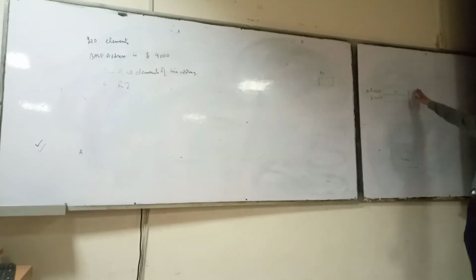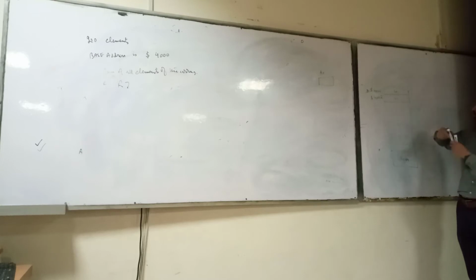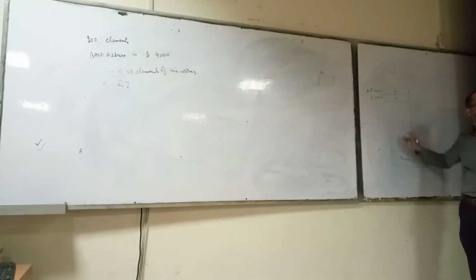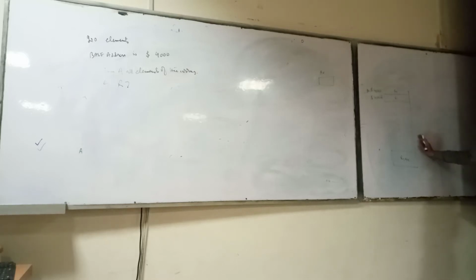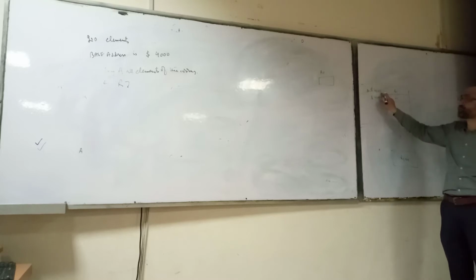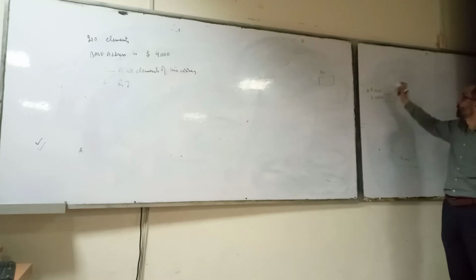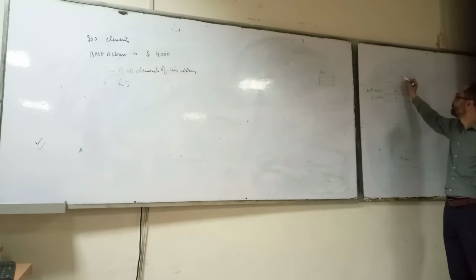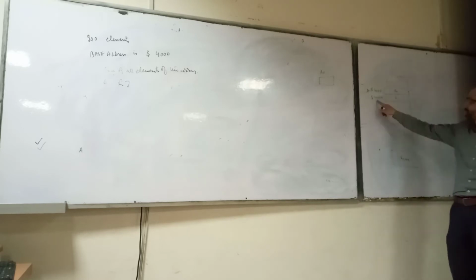So this is the memory location. This is element 0, element 1, and so on up to element 199. So 200 elements are stored in it. The base address, the starting address, is 4000, the address of the first element. Assume that each element consists of 16 bits, so the next address will be $4002.